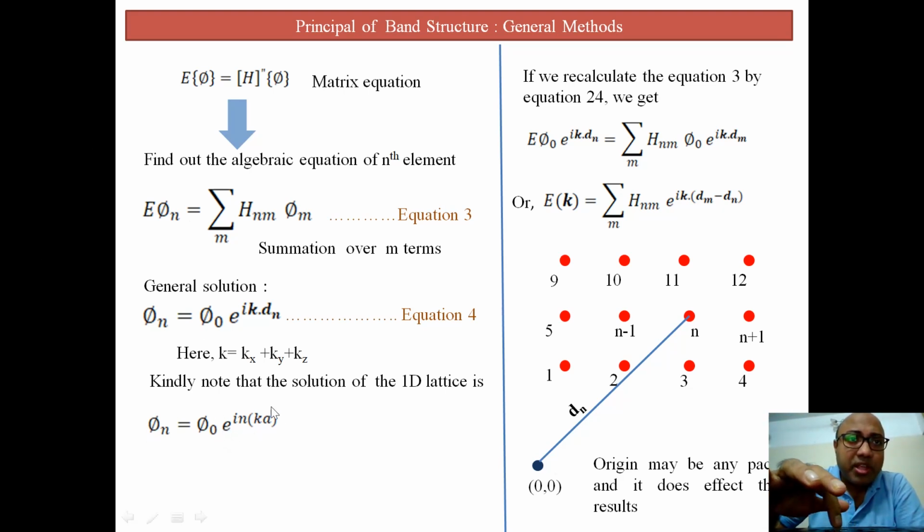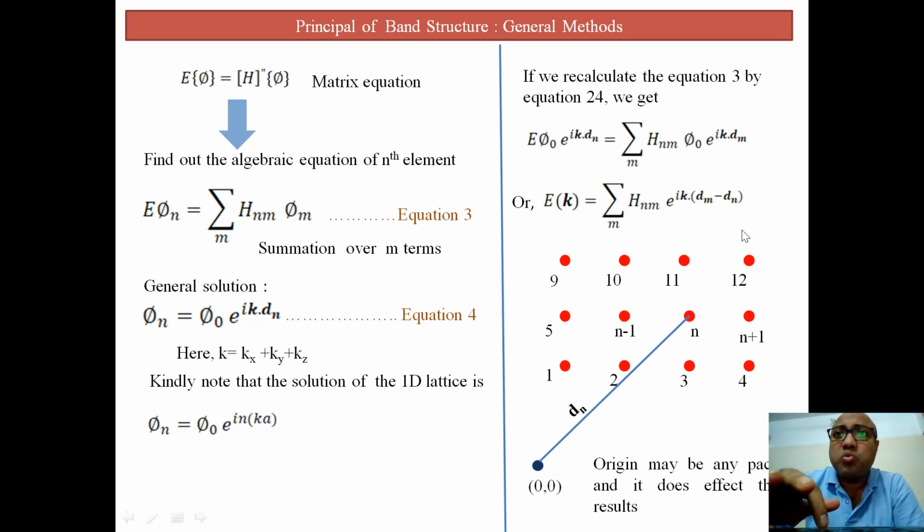This is a solution for one dimension, and this is the general solution for any dimension. So phi n is equal to phi 0 e to the power i k dot dn. Here k is a vector, and dn is the distance. I'll show you what dn is. Look at that, what is dn?